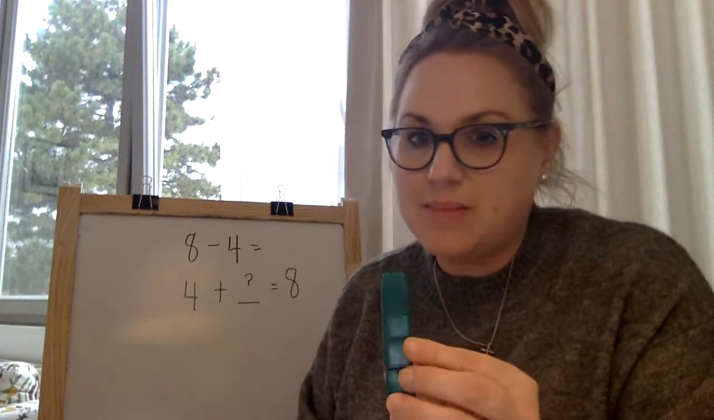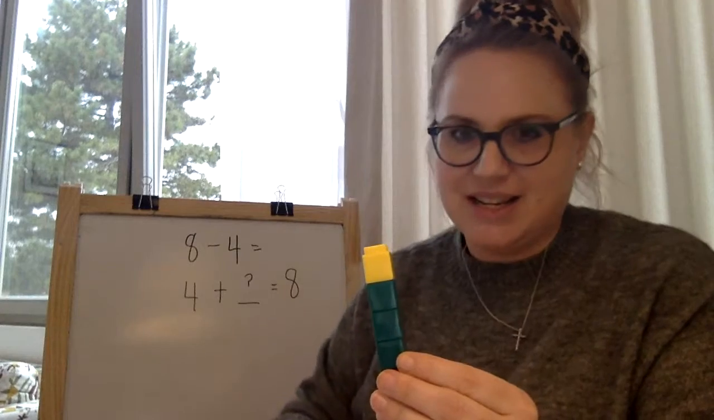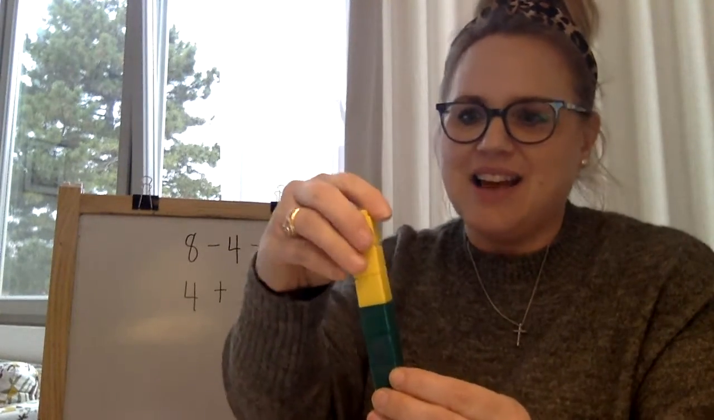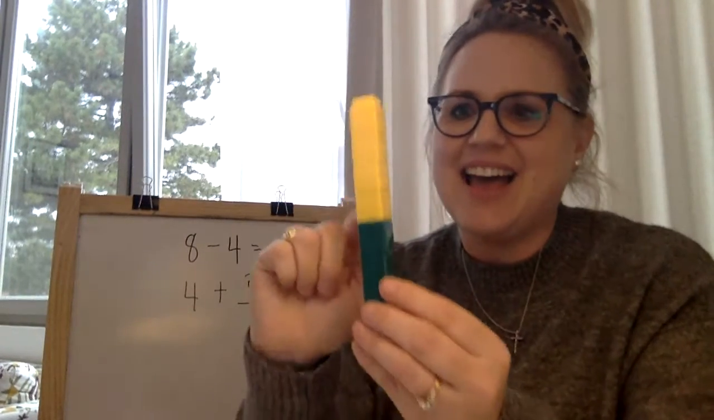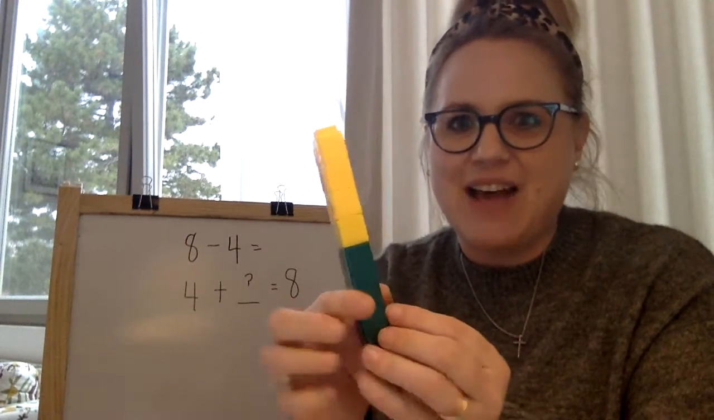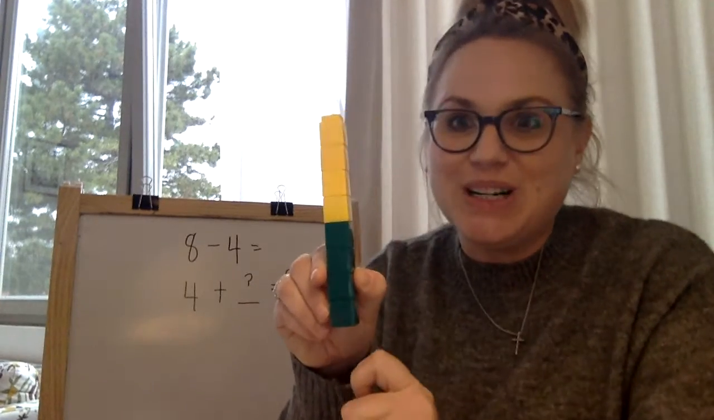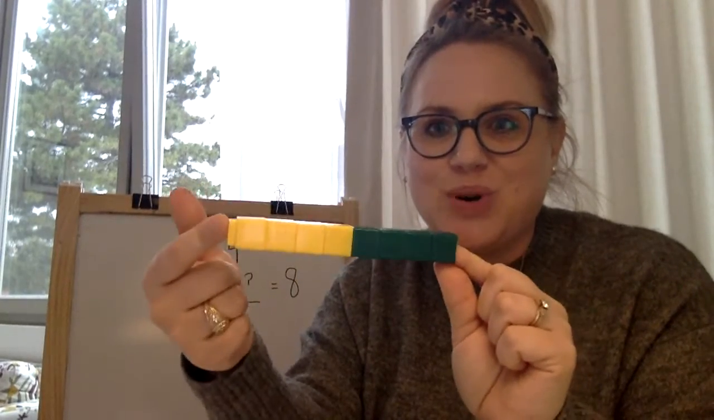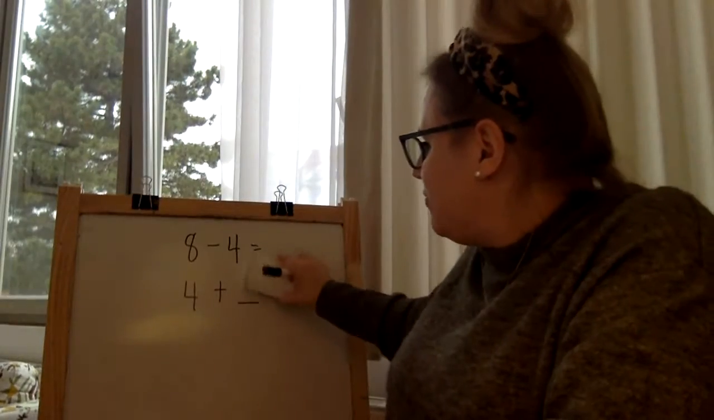Okay, so I have 4. What comes next? 5, 6, 7, 8. Look at that. How many yellow did I have to put on to make it to 8? 1, 2, 3, 4. And if you know your doubles facts, you know that 4 plus 4 equals 8. So hopefully that helped you figure that one out.